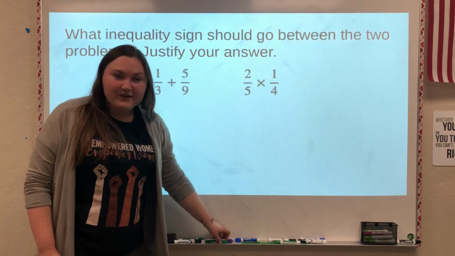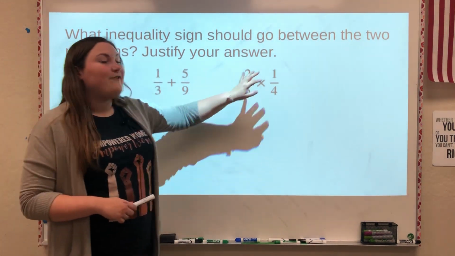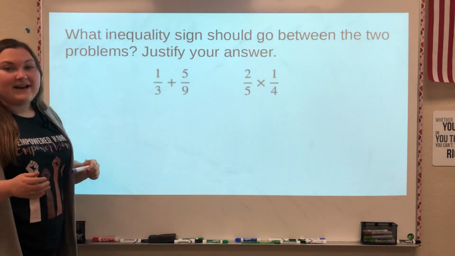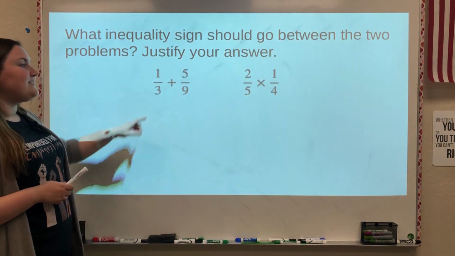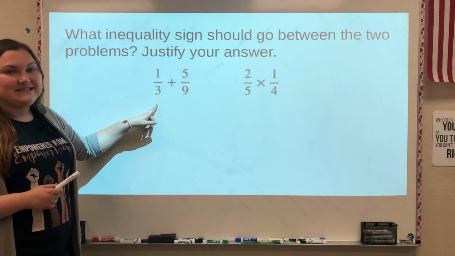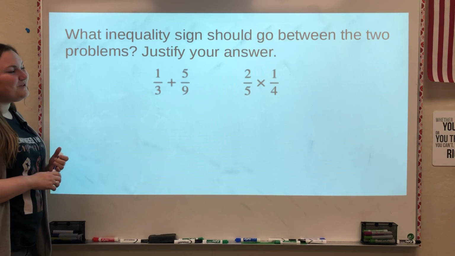All right, well, to figure out what inequality sign is going to go between the two of them, we need to know the value of each of these sides. For this side here, we've got a fraction addition problem. In our lesson on adding fractions, we learned that in order to add two fractions together, the denominators need to be the same. Right now, they're not the same, so we're going to have to change one of those fractions.